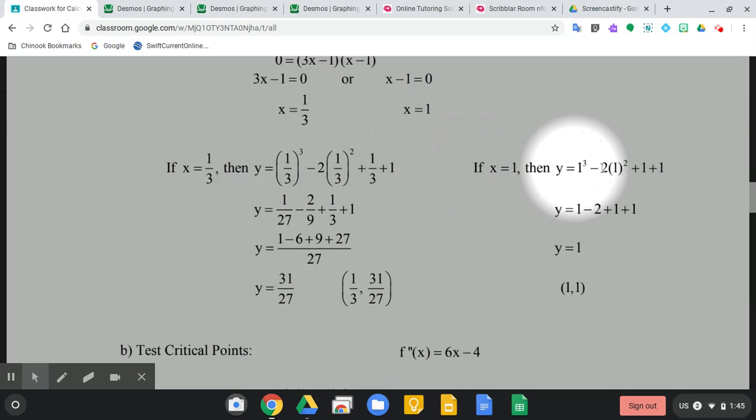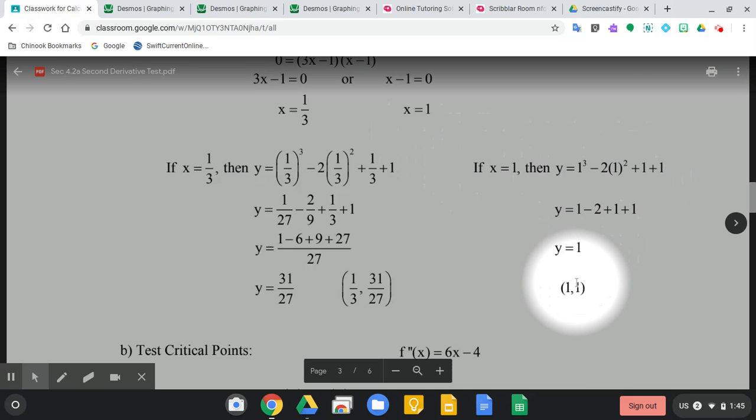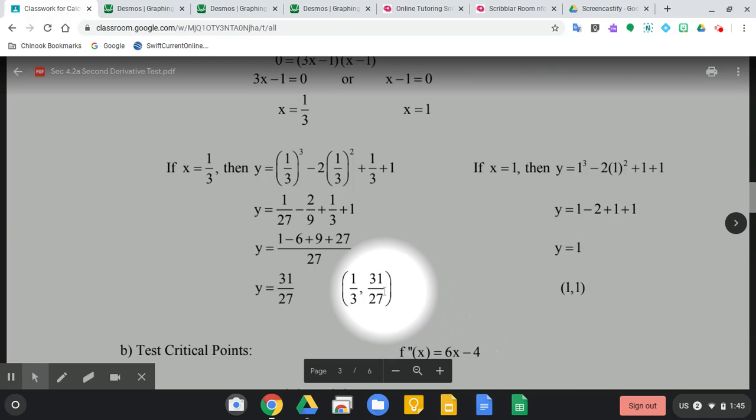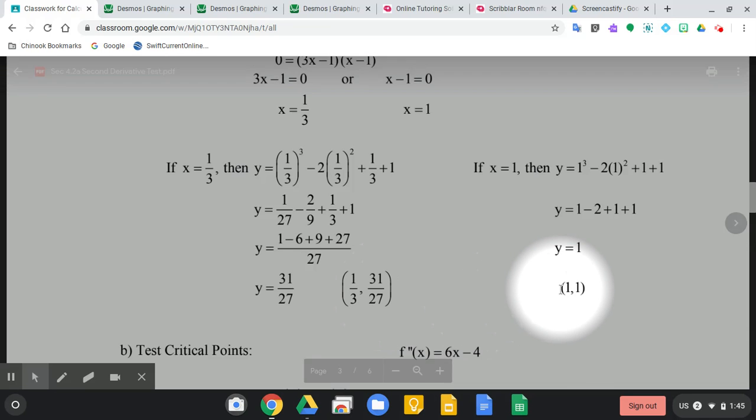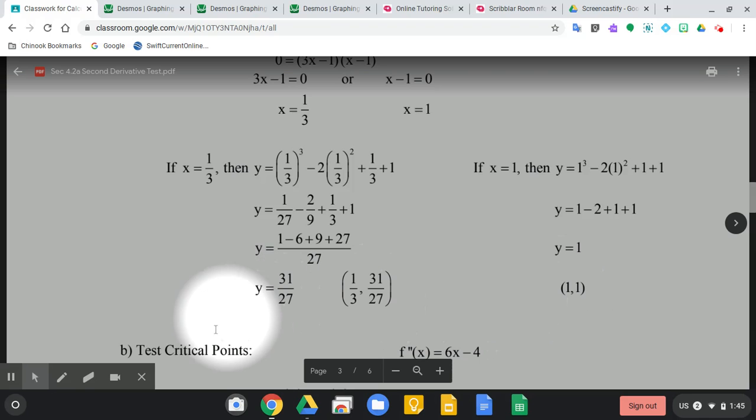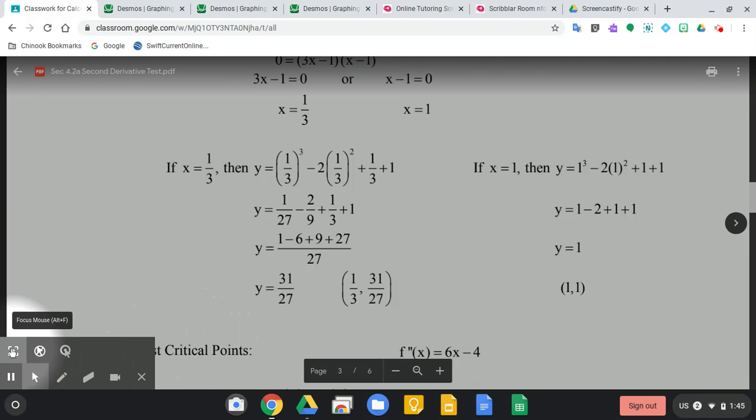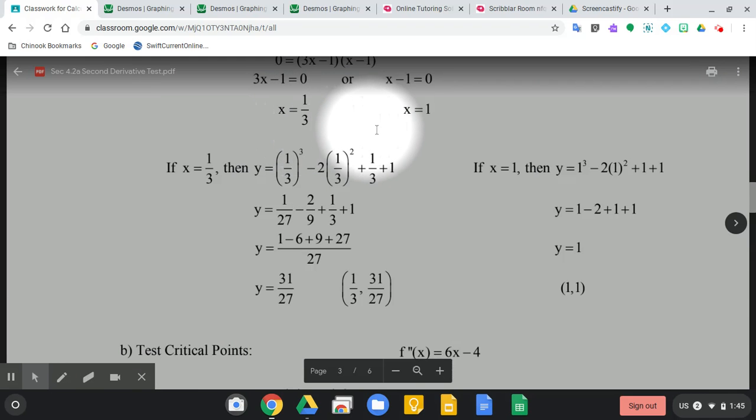Substituting that into the original expression, we have a critical point at 1, 1. So we have 2 critical points, 1/3 and 31 over 27, and 1, 1. Now we need to test our critical points. To test them, we take the x value of 1/3 and the x value of 1 and substitute them into our second derivative.